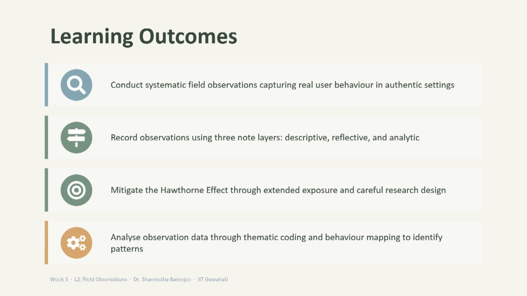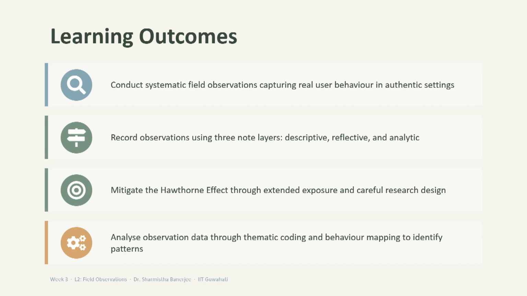In this lecture you will learn how to conduct a systematic field observation, capturing real user behavior in authentic settings. We will see how we can record our observations: descriptive ways, reflective ways and analytical ways. We will also mitigate the Hawthorne effect through extended exposure and careful research design. We will also analyze our observation data through thematic coding and behavior mapping to identify the patterns.